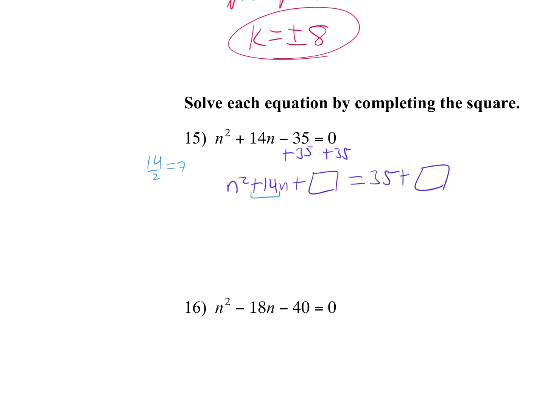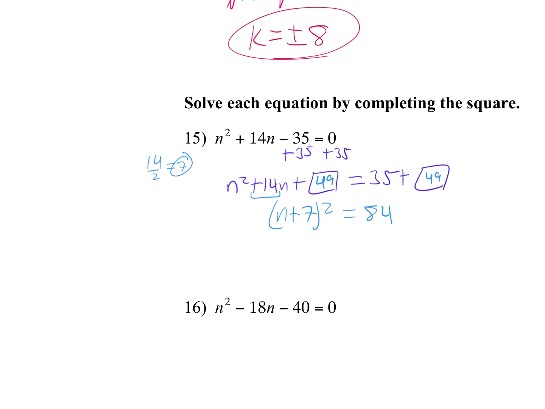And when we square 7, we get 49. So we want to add 49 on both sides. And then the third thing we did was we wanted to factor the perfect square trinomial, right? And that perfect square trinomial factors with b over 2. In this case, b over 2 is 7, so we get n plus 7 squared equals 35 plus 49 is going to be 84.